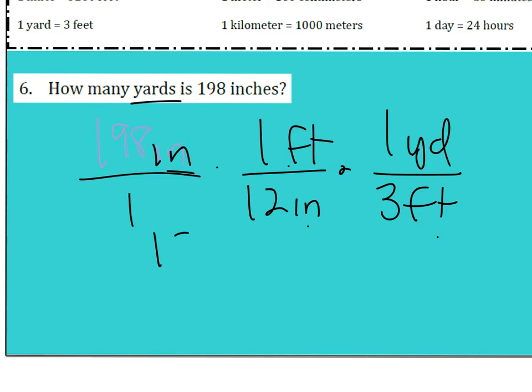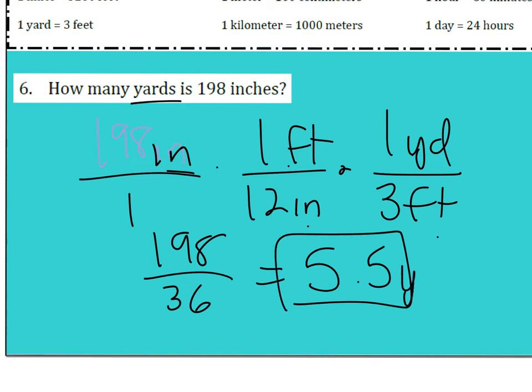So what I end up doing is taking 198 divided by 36, and that's going to give me 5.5. It ends up being 11 over 2, but that's 5.5 yards. Please make sure you label.